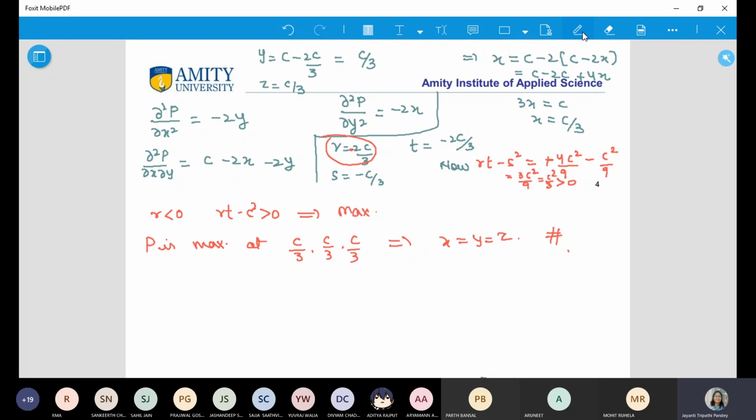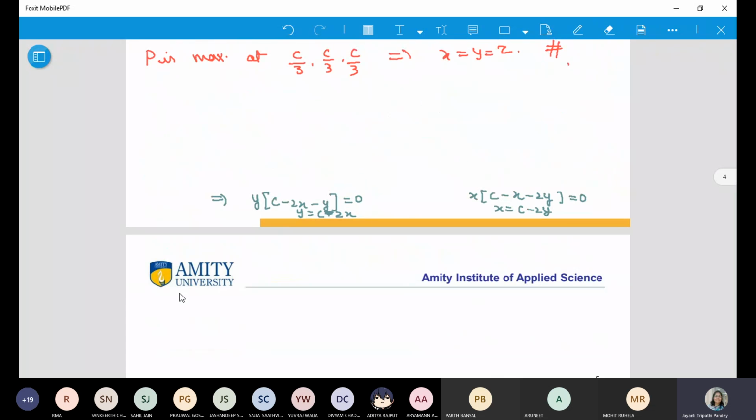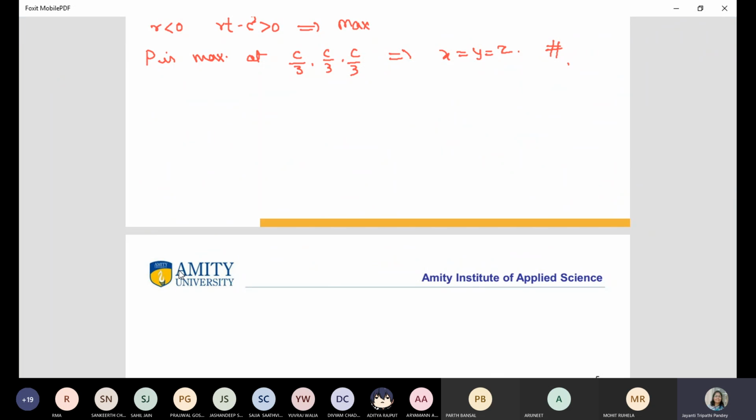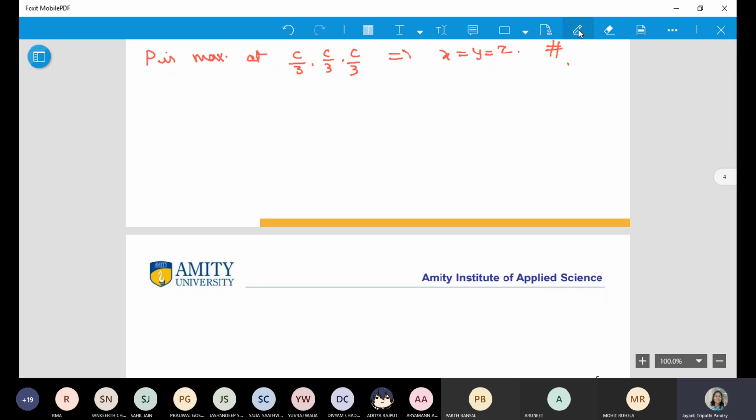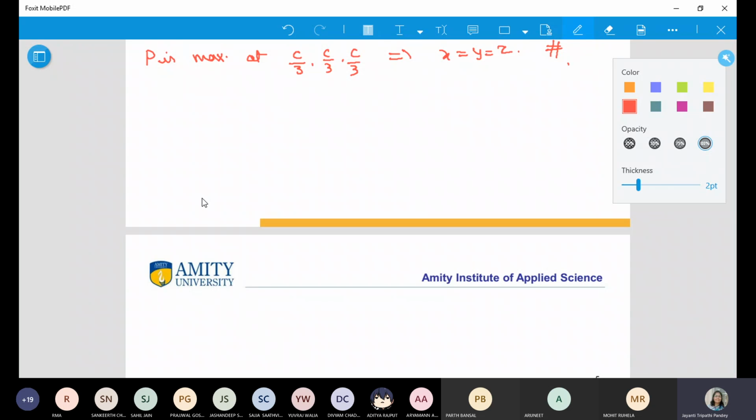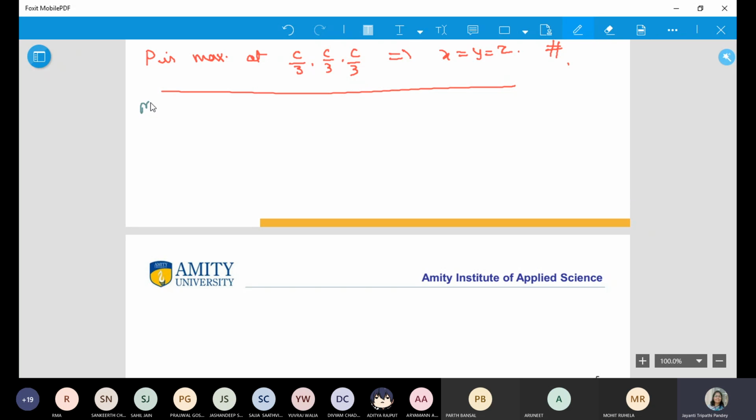Now let's do one more question. Right, next question. Find the semi-vertical angle of a cone of maximum volume and of a given slant height. Maximum volume and given slant height.